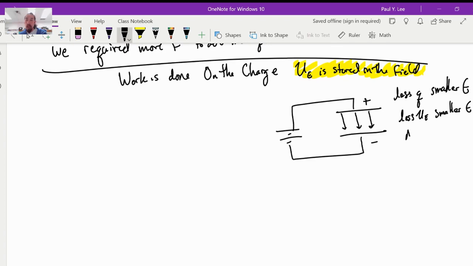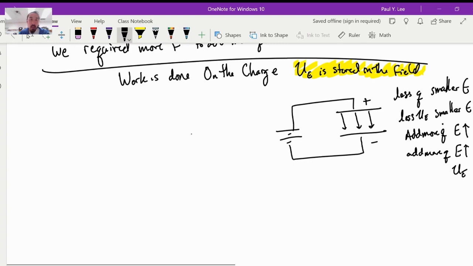And so as we add more Q, or in this case, as we charge up the capacitor, the E also increases. And so as we add more Q, not only does the E field increase, but the electric potential energy also increases. So it'll look a lot stronger and a lot more dense. So the red here is showing you the change or the addition of more charges.